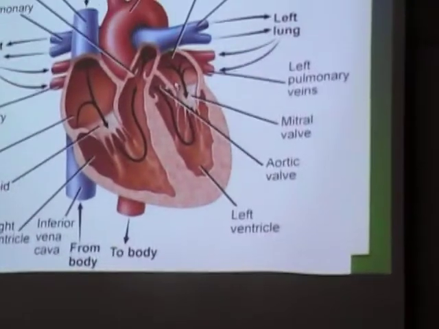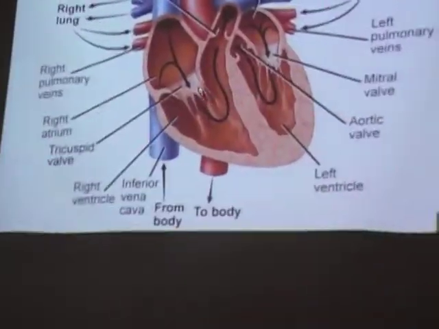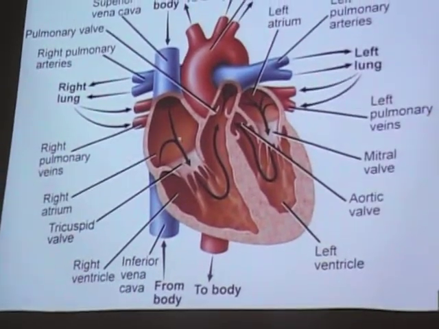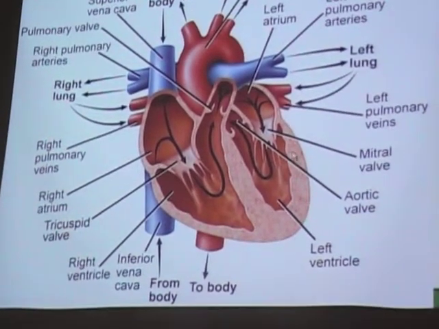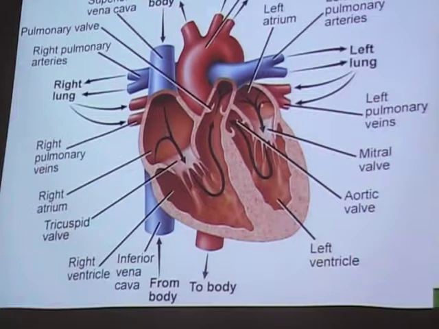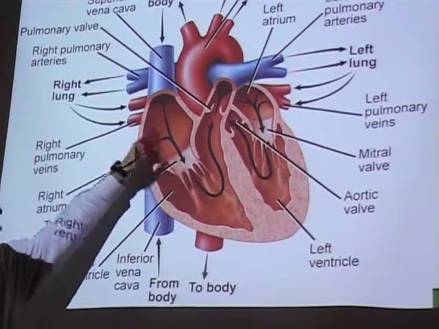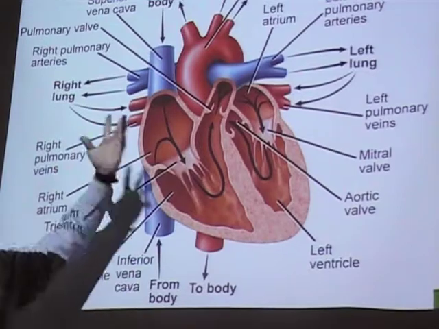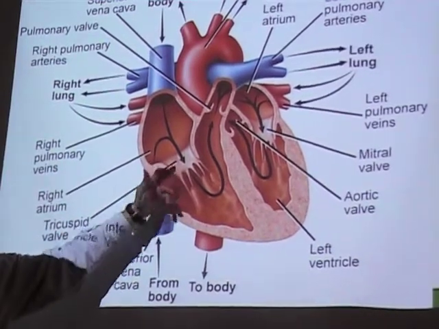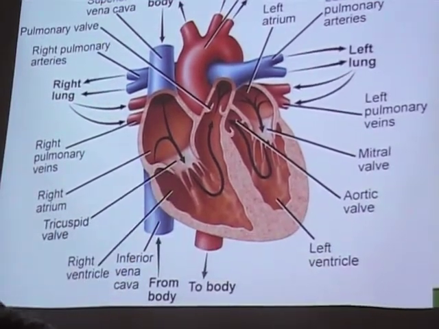Okay, so here's the heart. Humans have a 4-chambered heart, 2 chambers on the top, those 2 right there, and 2 chambers on the bottom. The chambers on the top are called atria, the chambers on the bottom are called ventricles. What you have to know for the essay for this chapter is the path of blood flow. If you start at one area of the heart, let's start at the right atrium, and go all the way back to the right atrium, that's part of your essay.